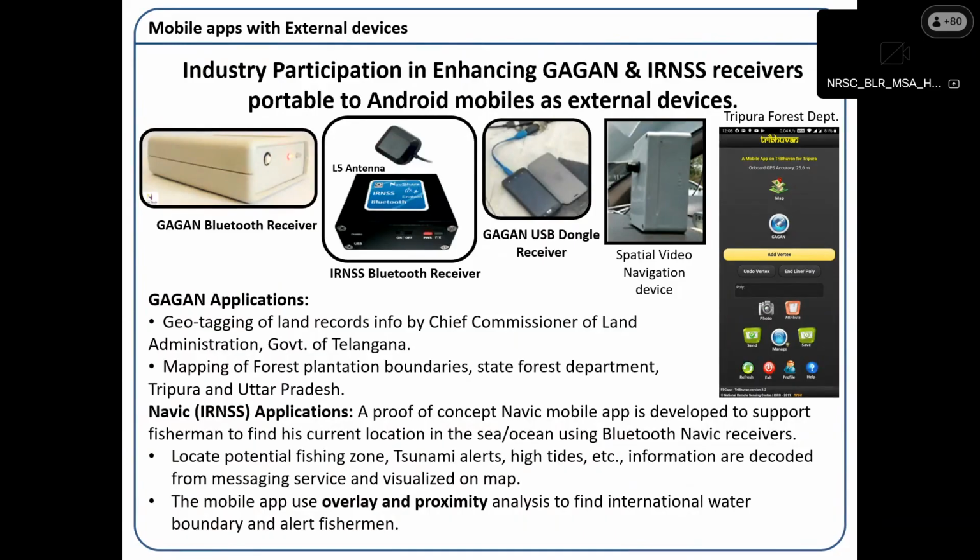So the examples where we can adopt it are property related mapping, where you want to draw the boundary. There we can adopt it, and not precisely to the approximation level. Then, apart from that, the forest plantation boundaries, which have been adopted by different forest departments like Tripura and UP. And mining boundaries can also be mapped using Gagan devices.